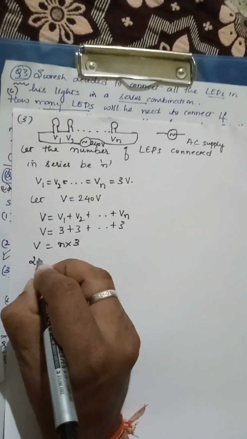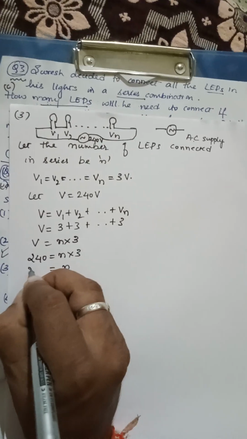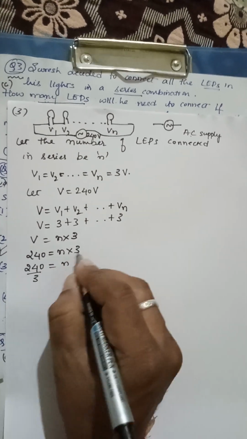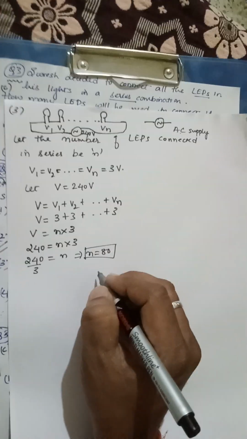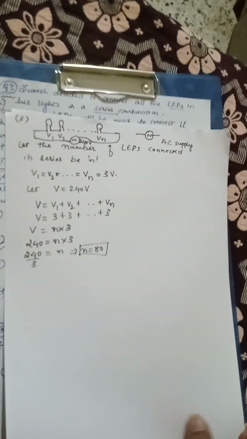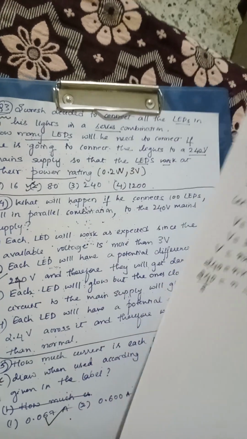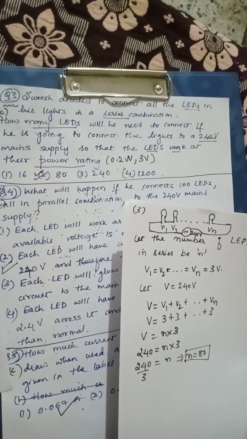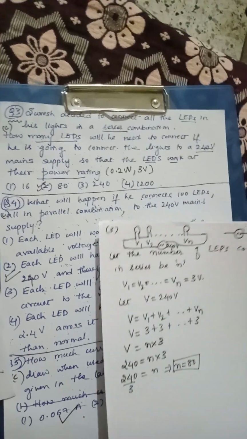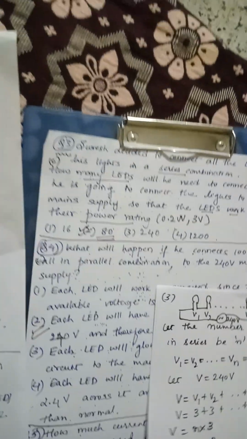So V value is 240, and n value is what we need to find out. So we can write n as 240 by 3, so n is equal to 80. So how many LEDs should Suresh connect? Suresh should connect 80 LEDs to a 240 volt main supply. So which is the correct option? Option 2 is correct.